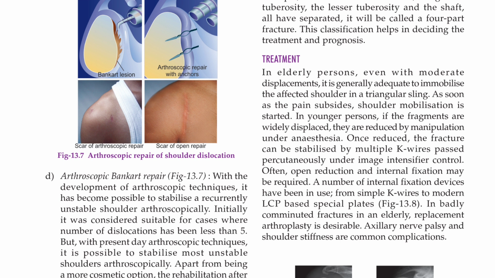So in treatment, in elderly person even with moderate displacement, it is generally adequate to immobilize the affected shoulder in a triangular sling. As soon as pain subsides, shoulder mobilization is started.